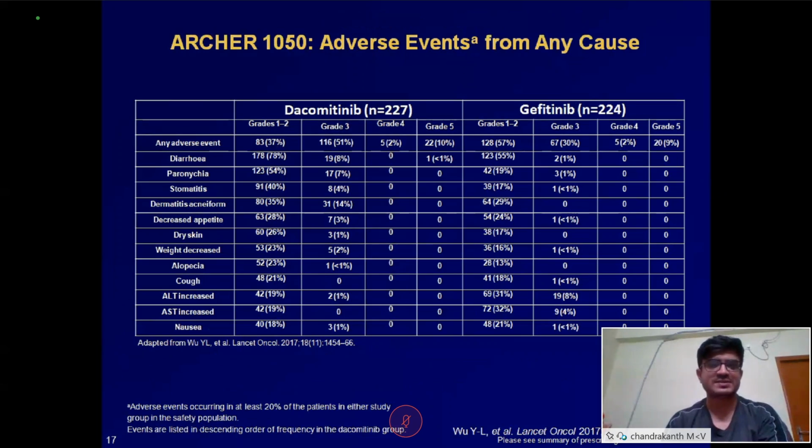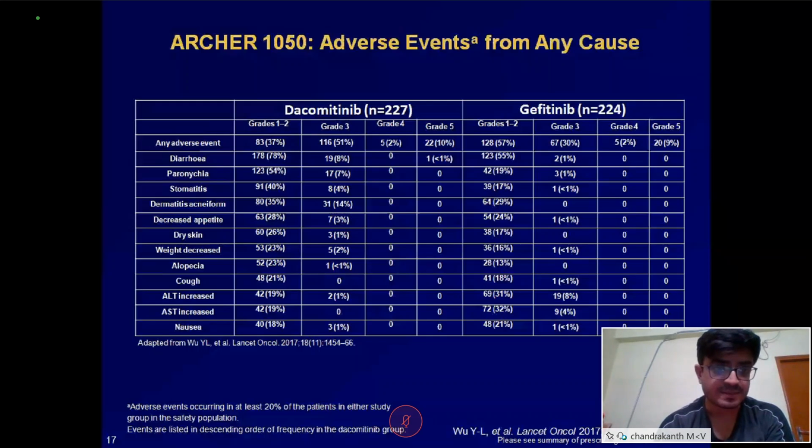And this is the toxicity profile. So as I said in the initial part, Dacomitinib is an irreversible inhibitor of ERBB, and therefore you will expect greater side effects, and also it has a pan ERBB activity. You can see the amount of diarrhea. Grade 1 to 2 is nearly 78% and grade 3 is 8% when compared to 55 versus 1%. So quite significant diarrhea. Again, stomatitis 40% and 4% versus 17 and 1 less than 1%.